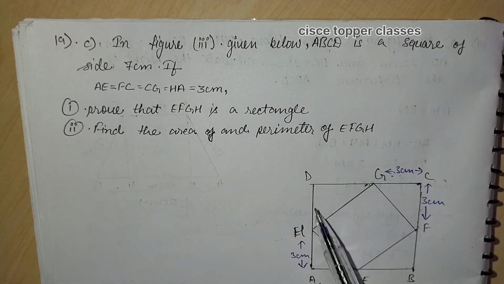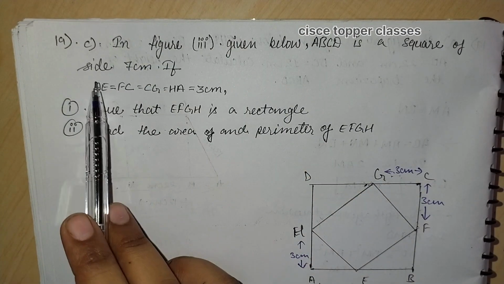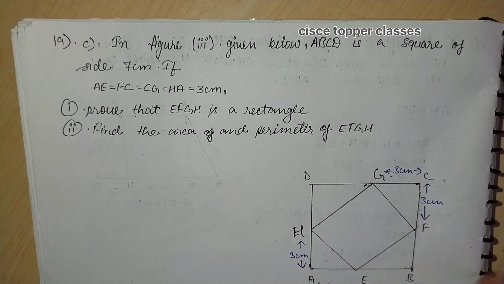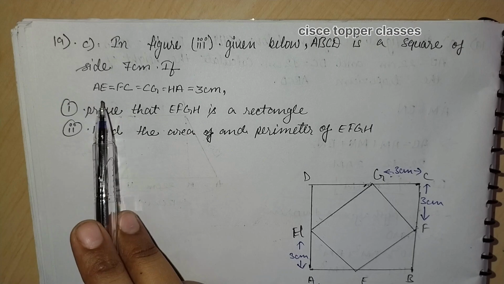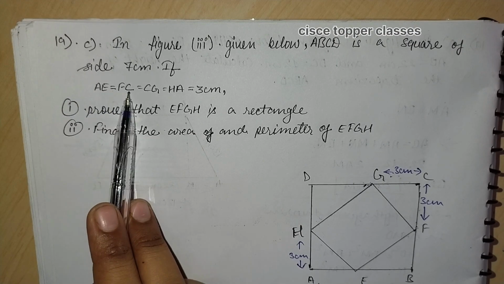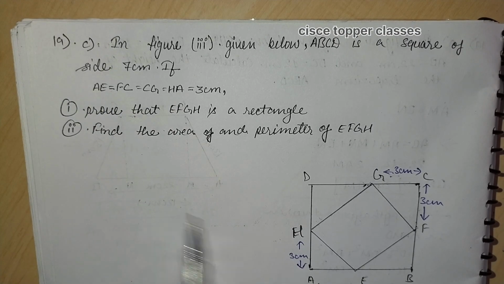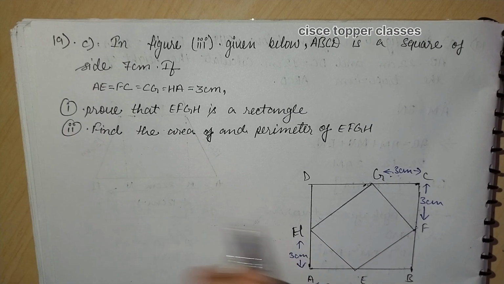In the figure given below, ABCD is a square of side 7 centimeters. This whole side is 7 centimeters, meaning AB, BC, CD and DA. We have AE, FC, CG and HA given as 3 centimeters. Now we have to prove that this EFGH is a rectangle.